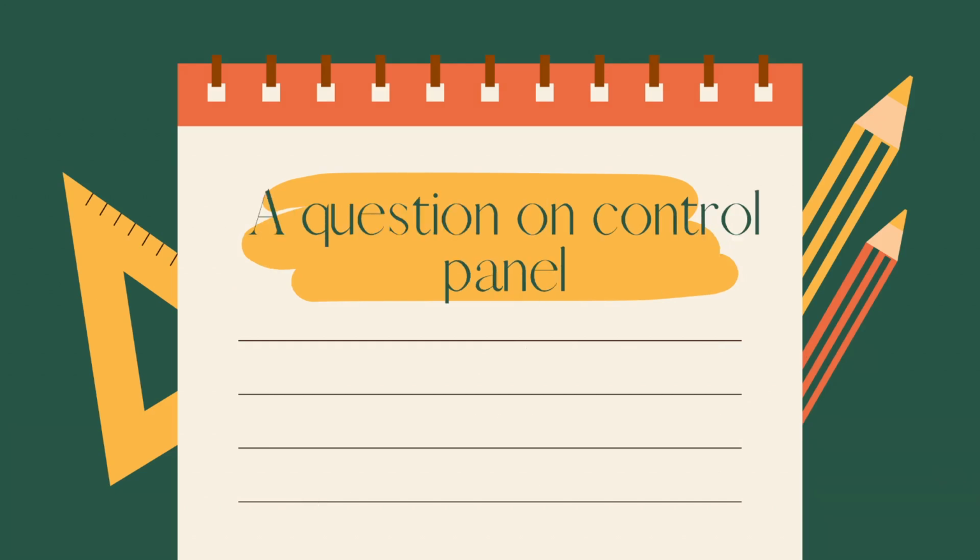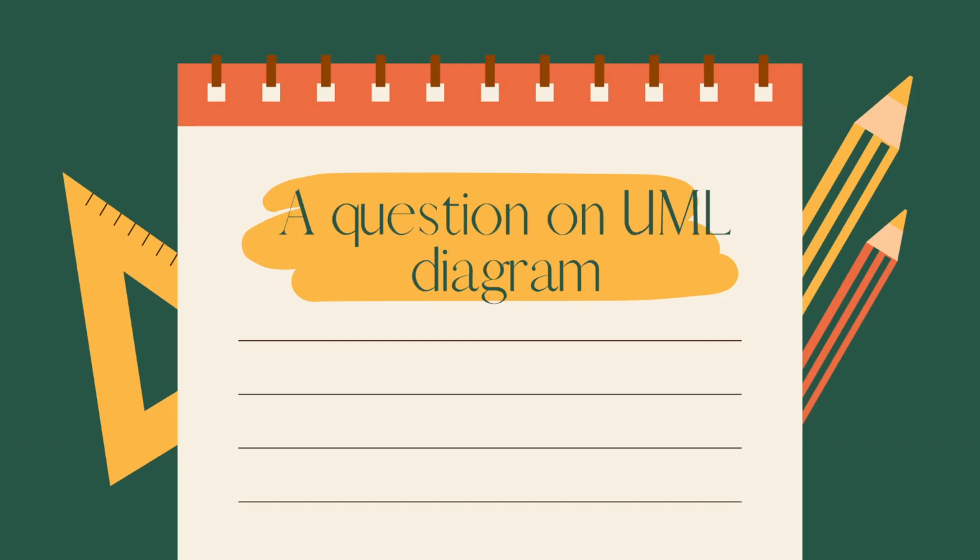The next question was about the control panel. Since in this question as well, the complete information is not given, we cannot say what the answer was, but it was related to control panel. All right, now let's see the next one. There was a question on the UML diagram as well. So UML diagram is a very important one. What is it? It is a unified modeling language.